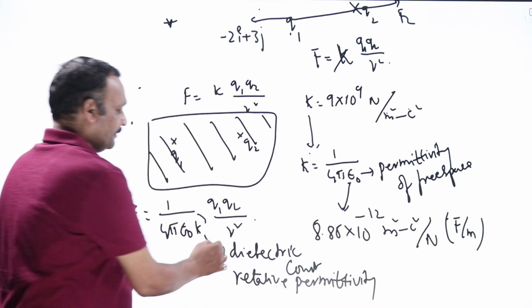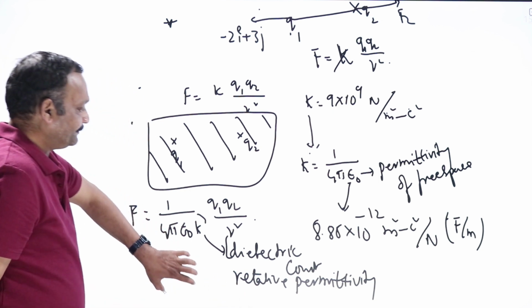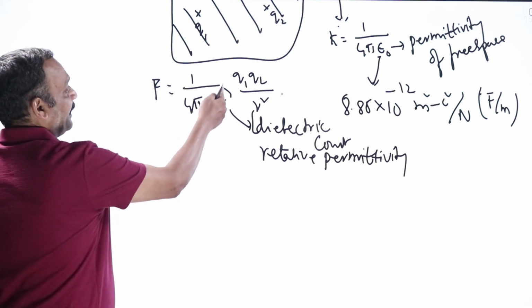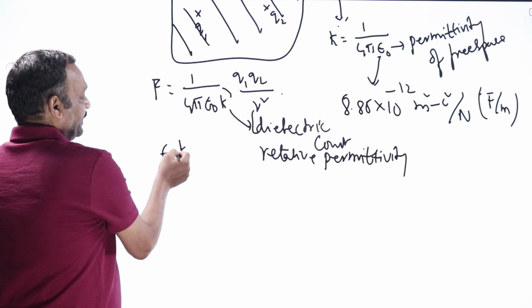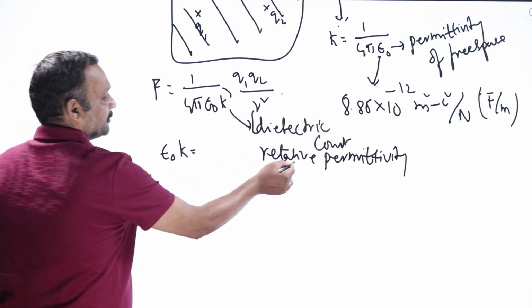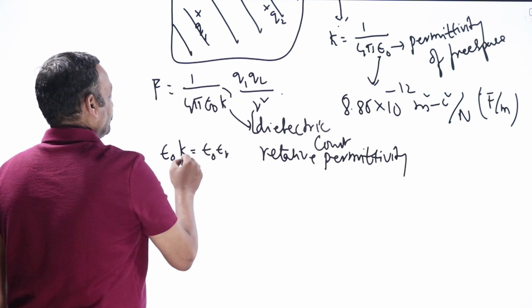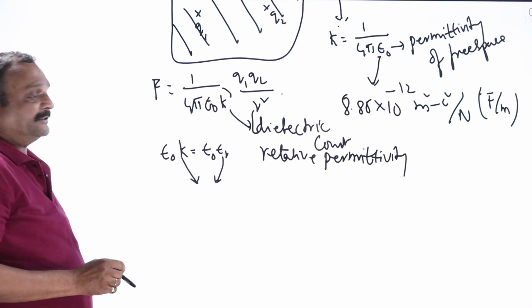Relative permittivity or dielectric constant. Now I'll write this as epsilon naught K. This K is called the dielectric constant, or it is also known as relative permittivity. We can write it as epsilon naught into epsilon R also. K or epsilon R, both are one and the same thing.